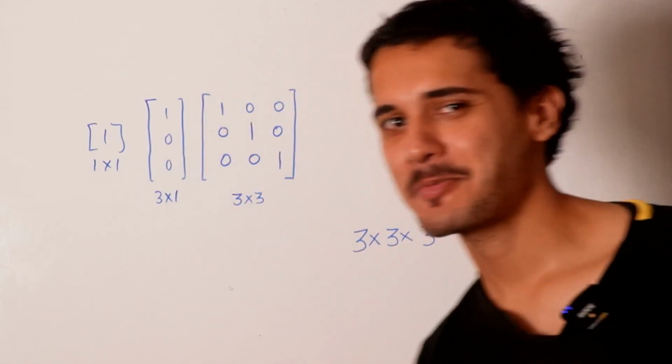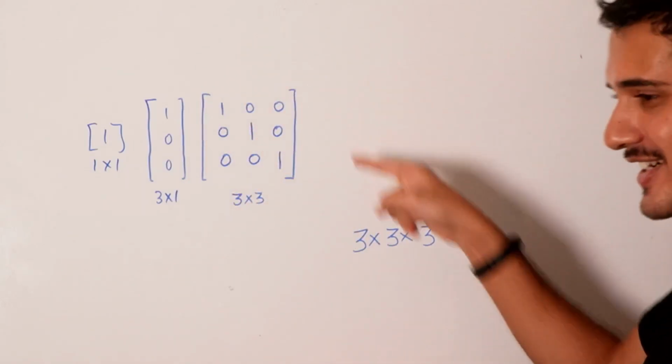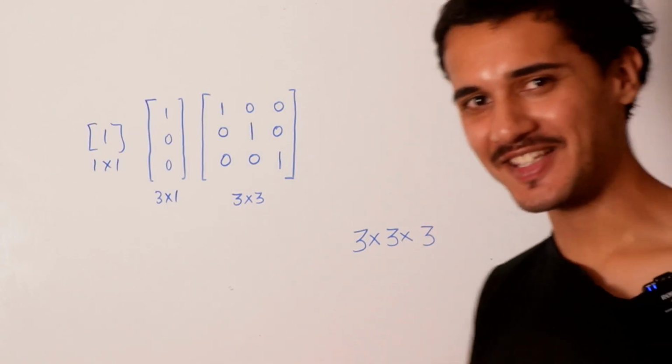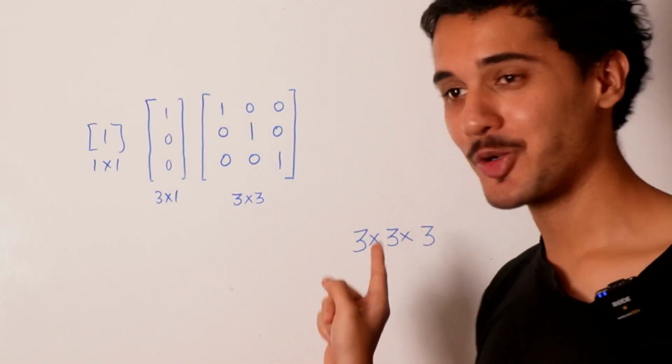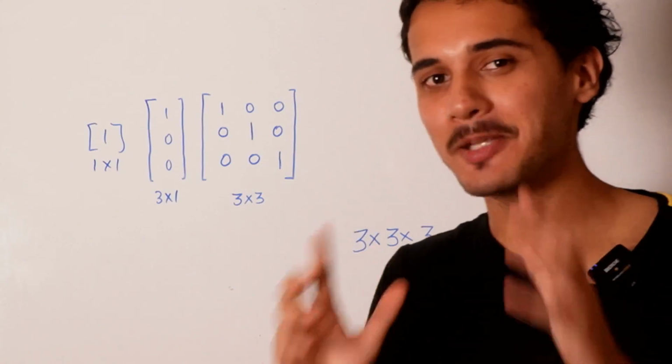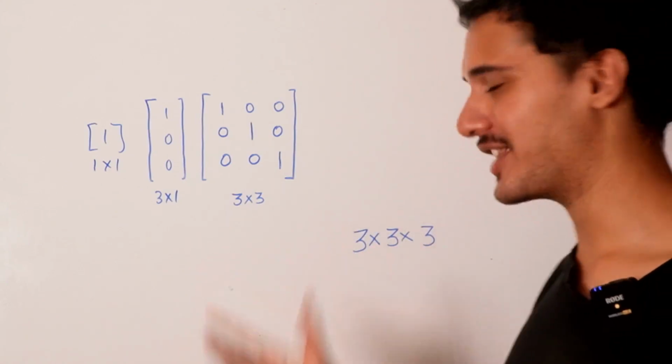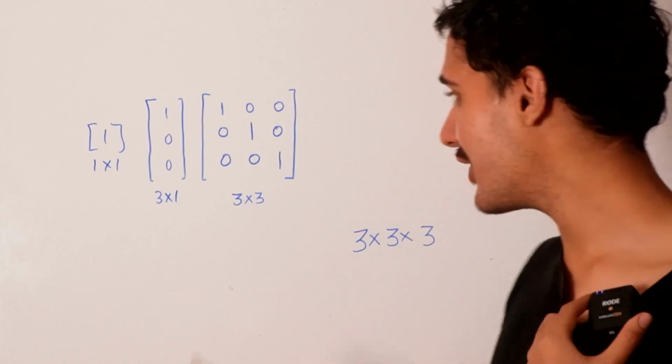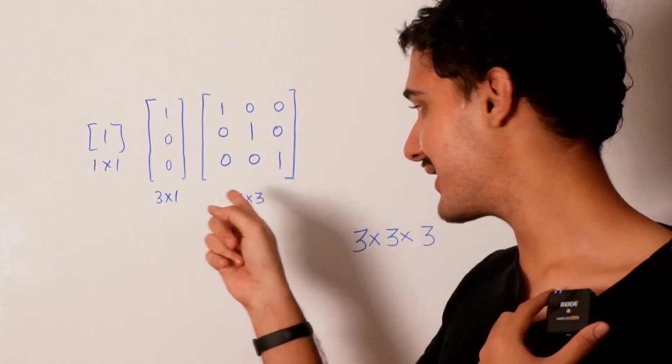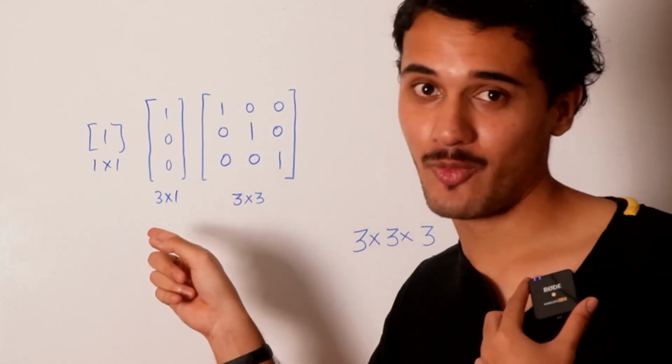I'm smiling because I'm going to perform a magic trick right here. In this video, I want to show you how to multiply a 3 by 3 by 3 matrix with a 3 by 3 matrix. I assume that you're already familiar with how to multiply a 3 by 3 matrix with, let's say, a 3 by 1 matrix.